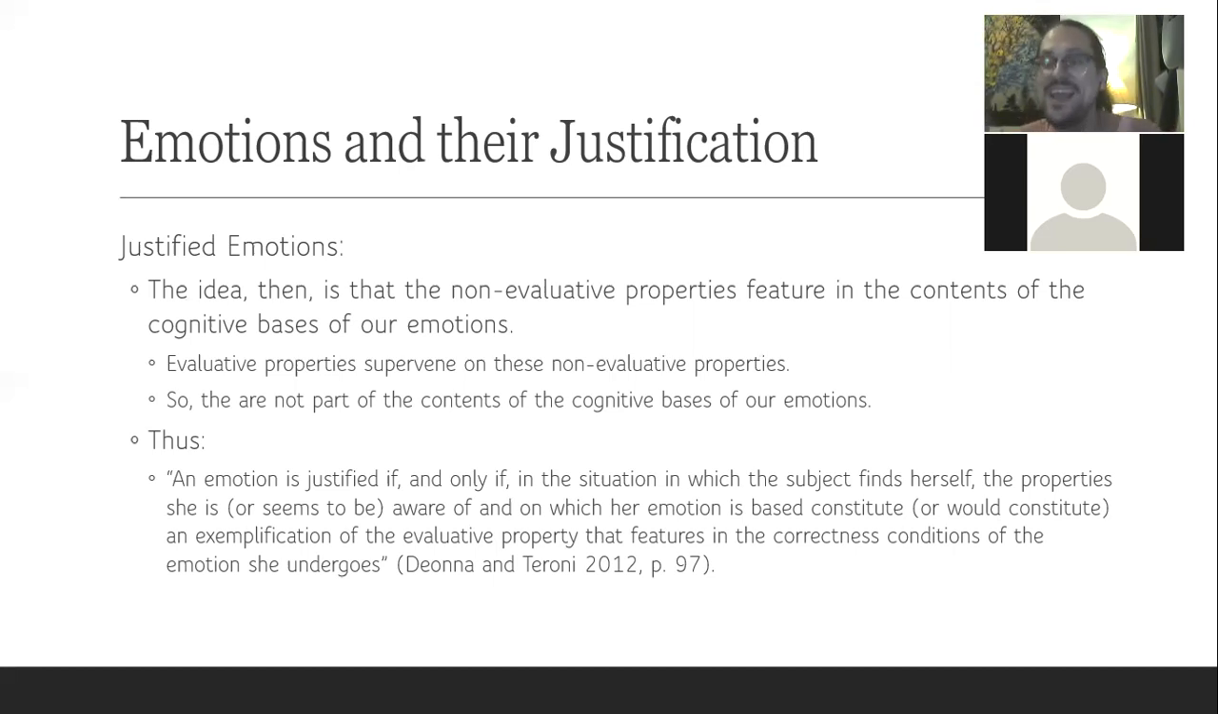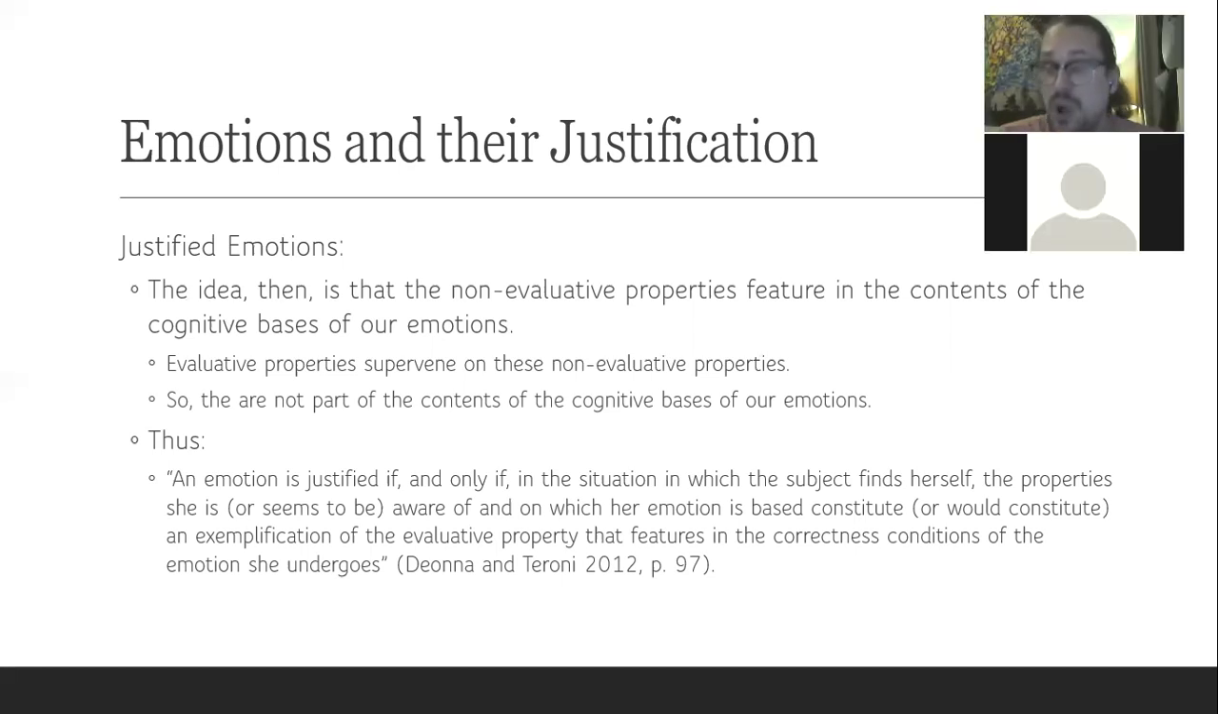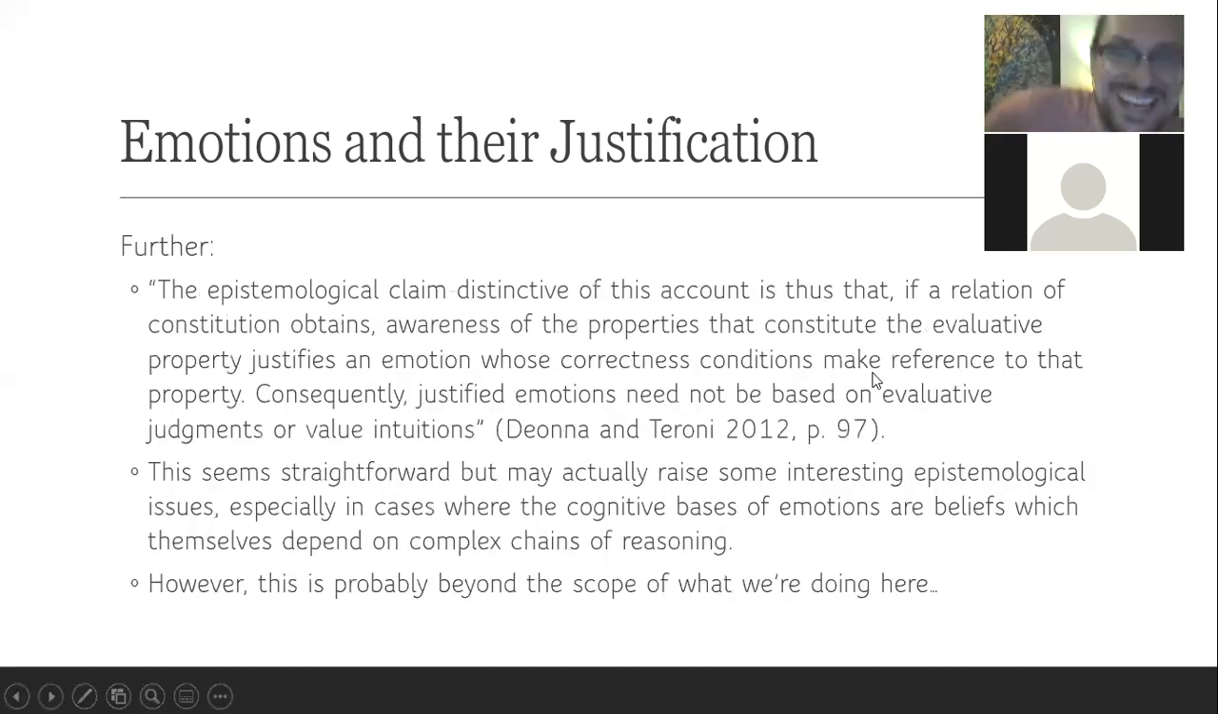So my fear is correct if the dog is dangerous. My fear is justified if, what's that word? I keep forgetting it. If the relevant non-evaluative properties, which danger supervenes on, are part of the content of my cognitive bases, and the thing that supervenes on them, that evaluative property, is what features in the correctness conditions of emotions, then my emotion's justified. Okay. Right. That's what they're saying. I'm sorry, I don't think I can make it any clearer than that.